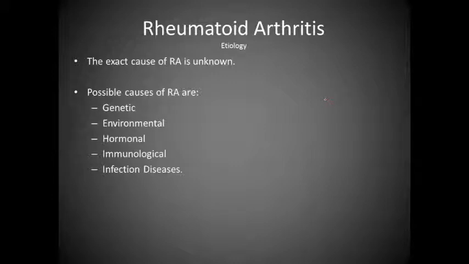The exact cause of rheumatoid arthritis is unknown. We don't know why this inflammation occurs and then it breaks down the articular cartilage. We really don't understand. But possible causes are genetic, environmental, hormonal, immunological, and infectious diseases. All of these have possible attributes that could cause rheumatoid arthritis. However, there is a strong belief that genetics do play an important role.